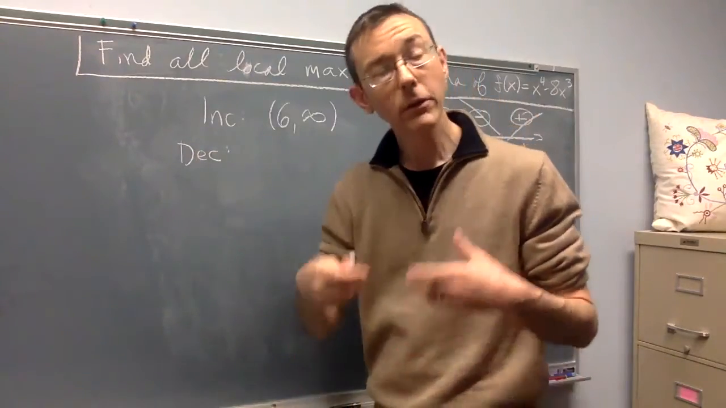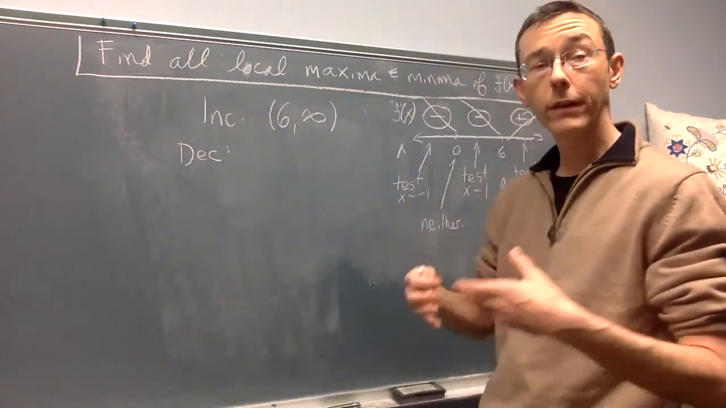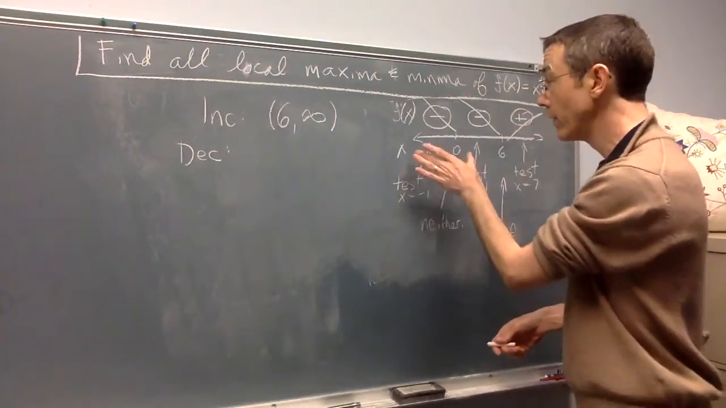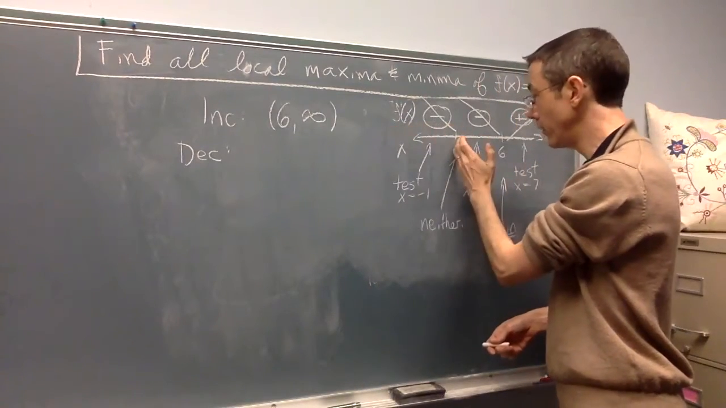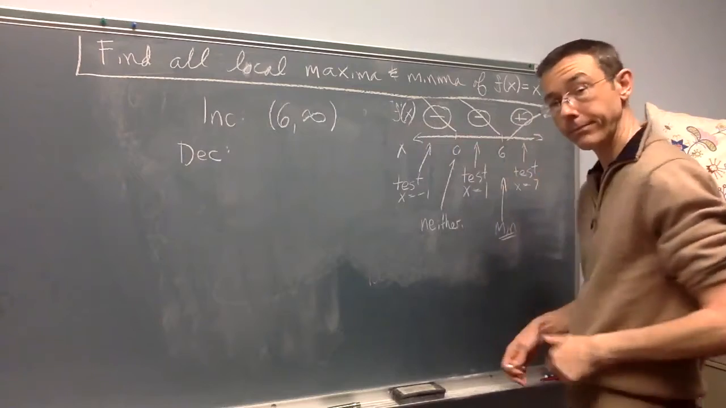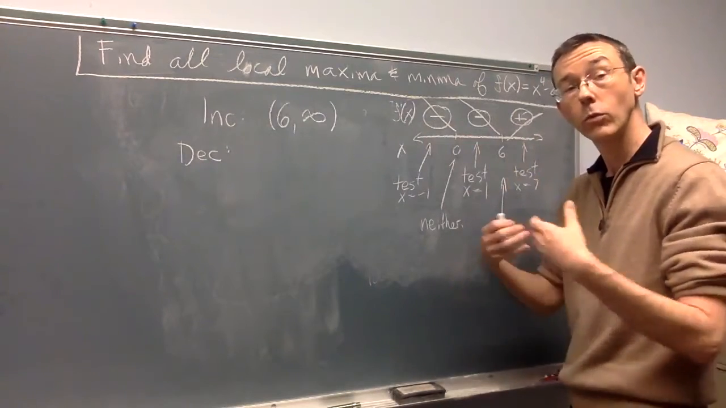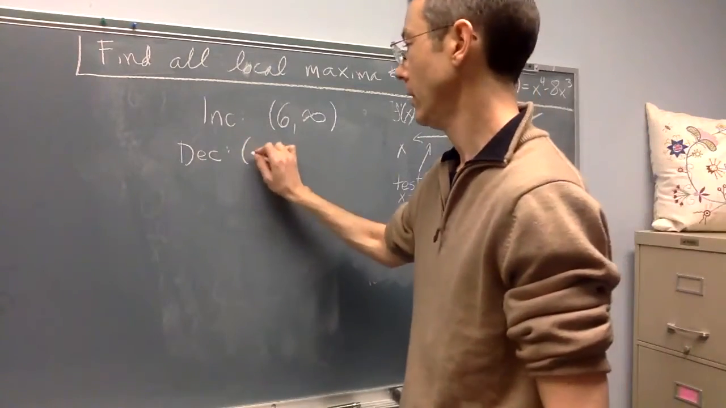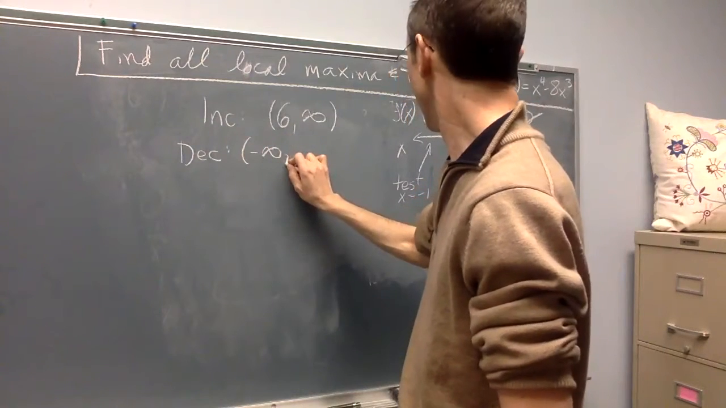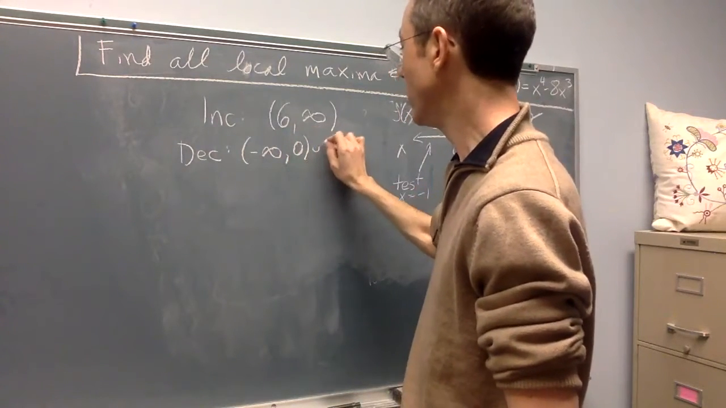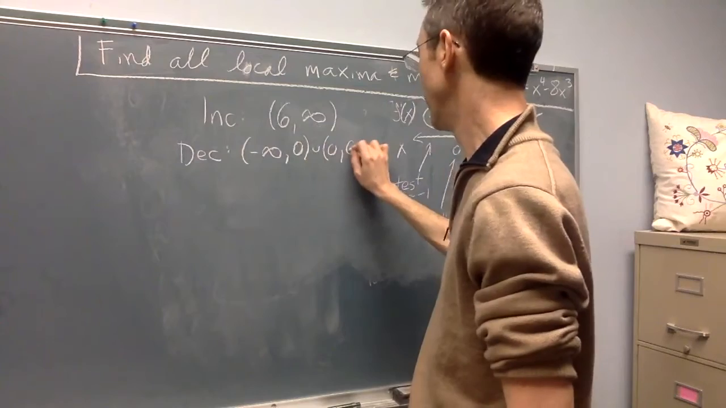The function is going to be decreasing wherever the derivative is negative. I know the derivative is negative from negative infinity to 0 and 0 to 6. Let's write that in interval notation with a union symbol. Negative infinity, comma 0, union 0, comma 6.